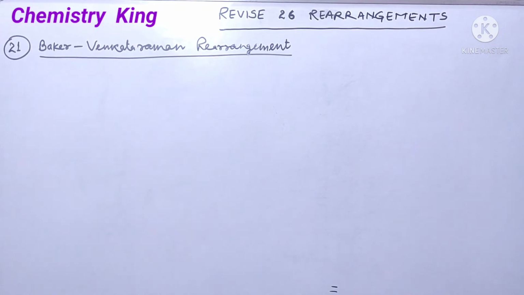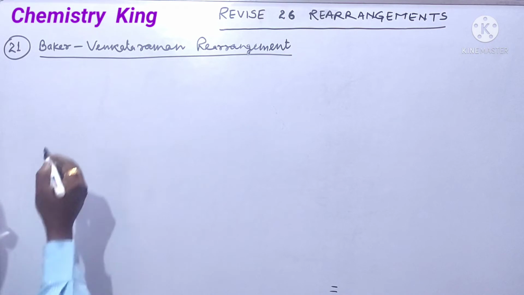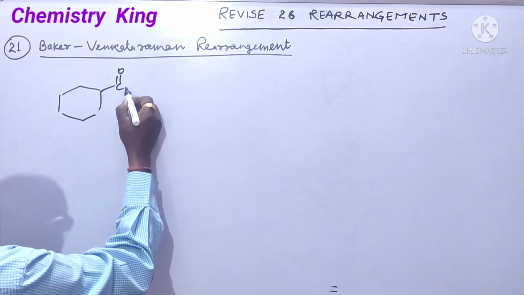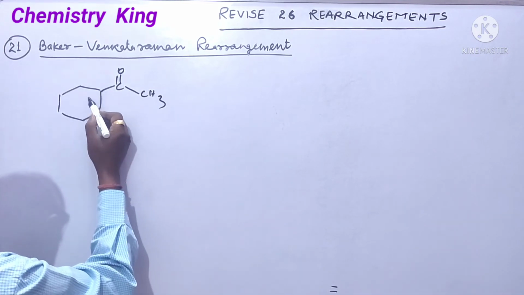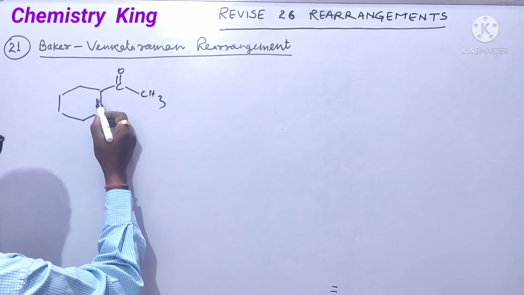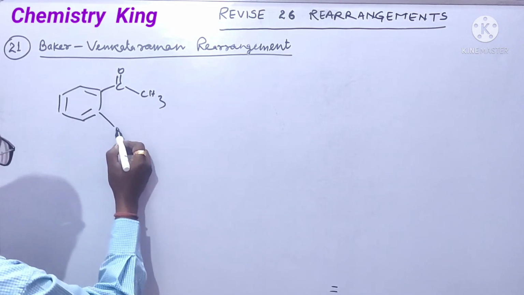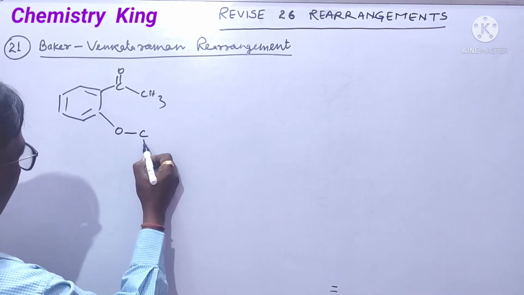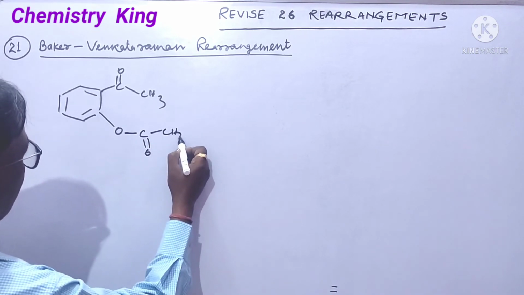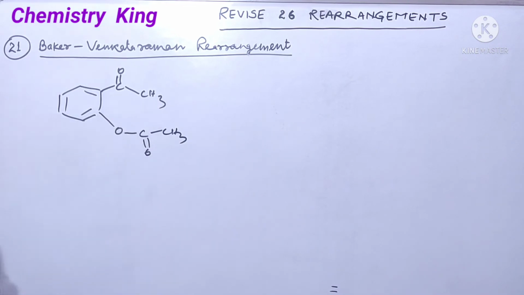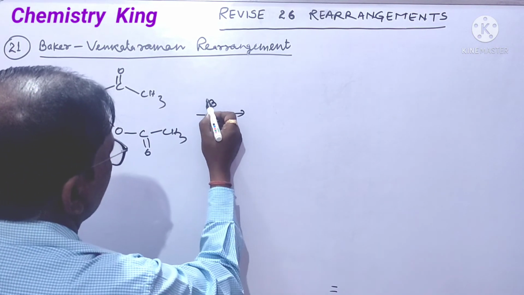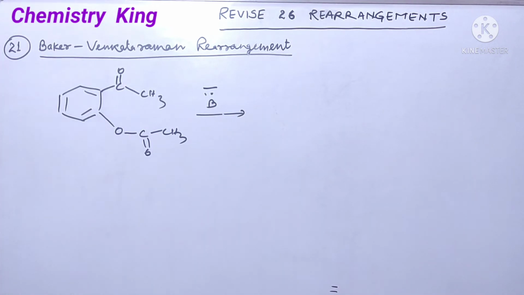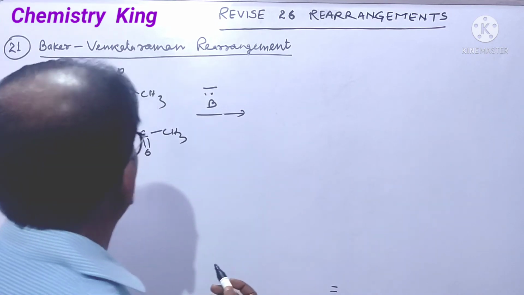Number 21. Baker-Venkataraman rearrangement. When friends, it is acetophenol, ortho-acetoxy acetophenol. It is acetoxy. When it is heated with base, a beta diketone, or 1,3-diketone, is obtained.